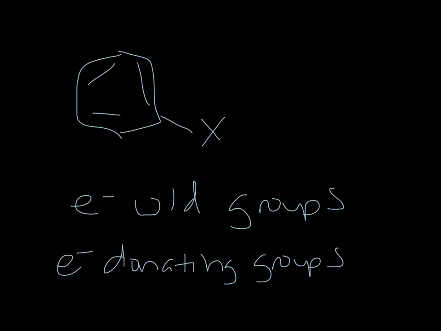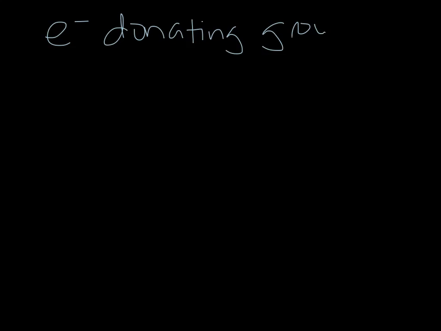And whether electron density is being pulled out or pushed in has a lot to do with the reactivity of that specific ring and where other groups that are introduced will end up on the ring relative to our X group. So we'll start with electron donating groups. And electron donating groups are groups that can push electron density into the ring.